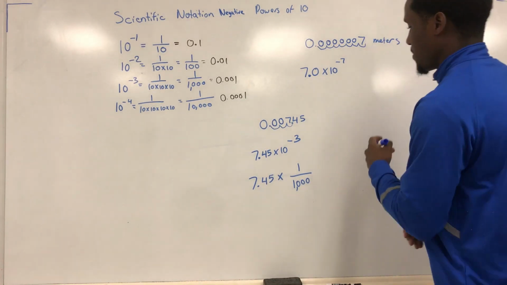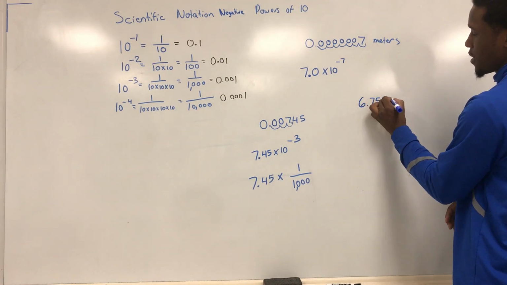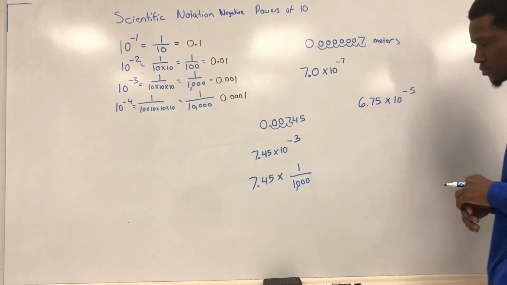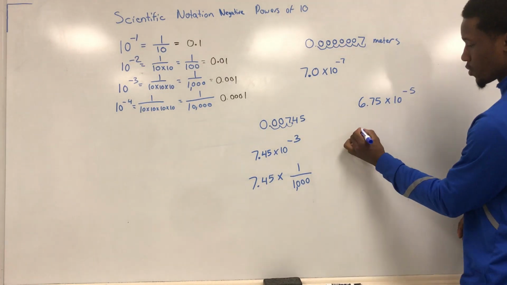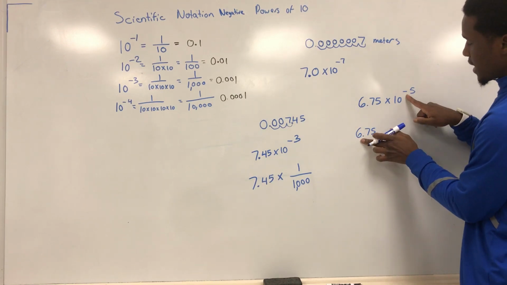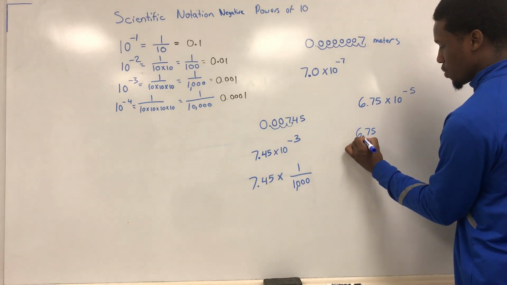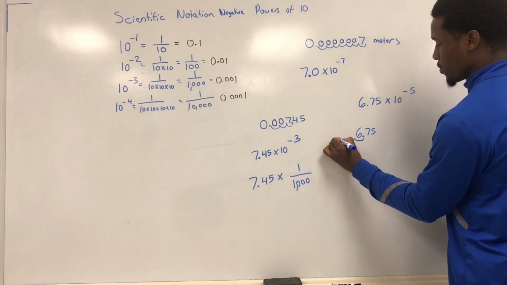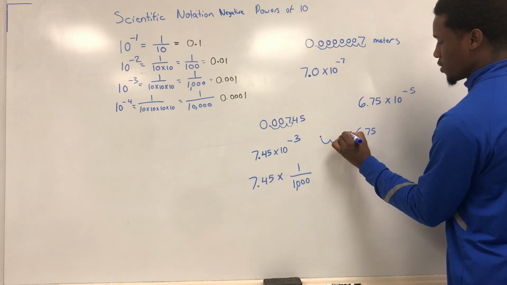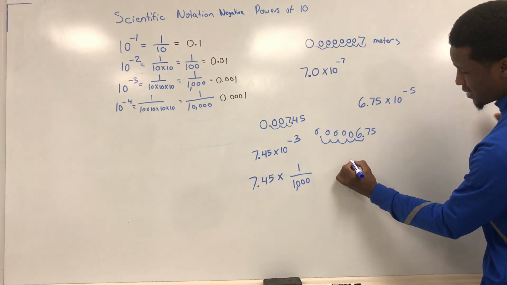Let's look at another example. Let's say we have 6.75 multiplied by 10 to the negative 5th power. I'm going to start with my numbers, 6.75. I know that this is negative, so I'm going to have to go to the left side. So this is going to go 1, 2, 3, 4, and 5. Okay? So I'm going to fill in, and then just rewrite the number so I can see it a little bit clearer.